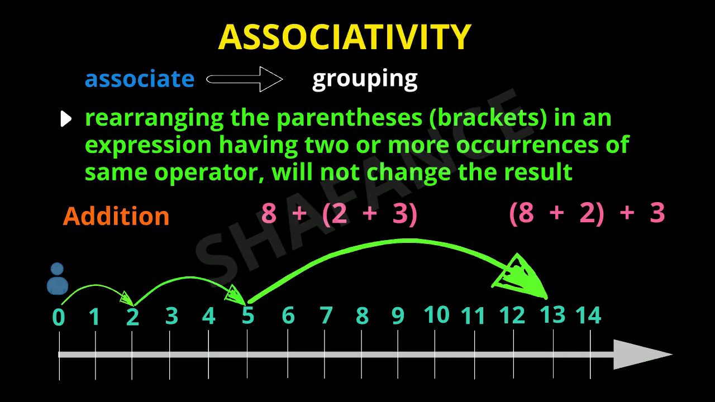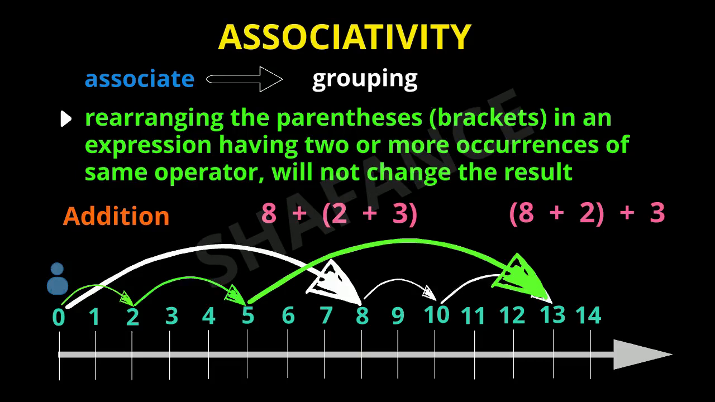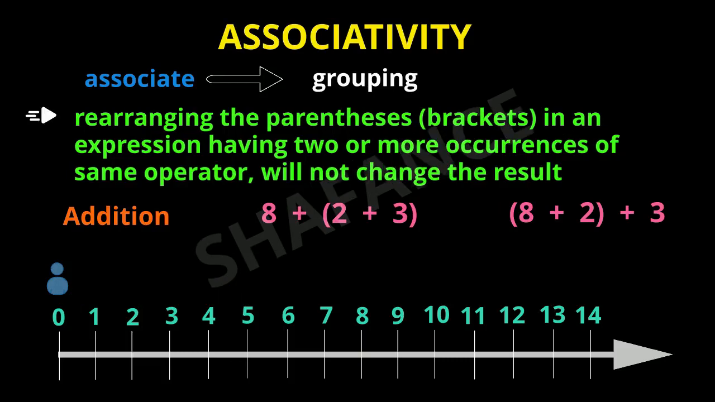In the second equation, first we will do 8 plus 2, as this is inside the bracket. So the person reaches 10. Now we will add 3 more steps and the person again reaches 13. So from both these equations, we get the same answer, because while adding the digits, we are actually adding the count of that digit. The count of one digit is not dependent on the other digit. Whether we add that count in the starting or in the end, the count of 8 remains 8 and 2 remains 2. So we get the same answer. Therefore, addition is associative. That is, rearranging the brackets doesn't change the result.